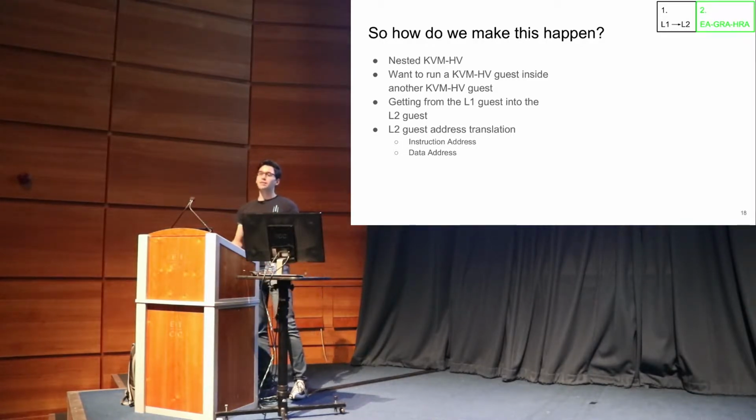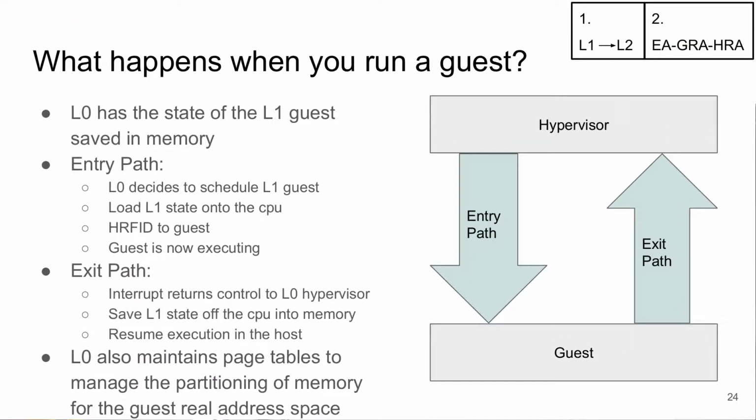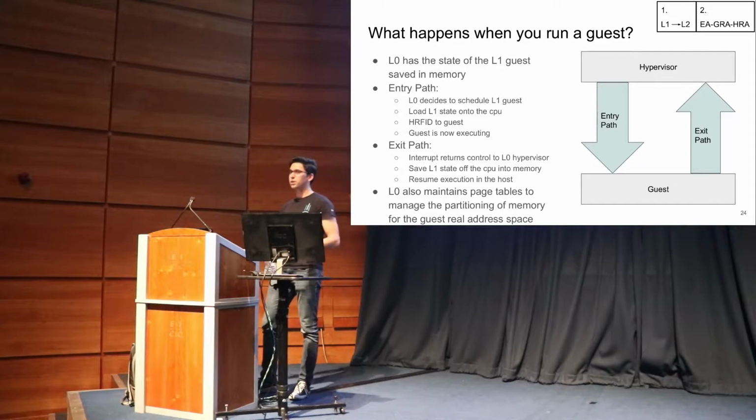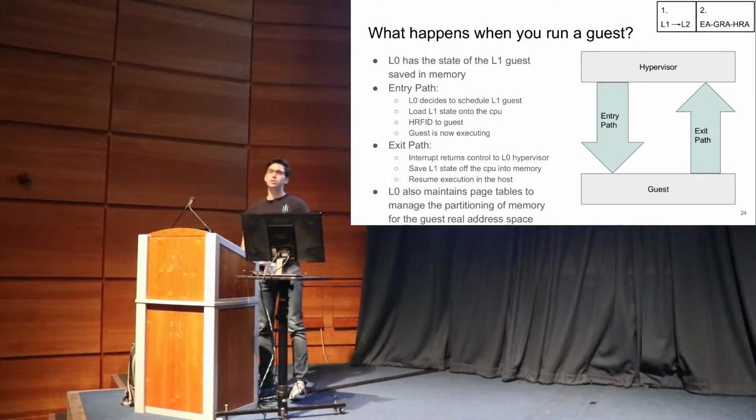Well, before I get into that, let's very quickly look at what happens when we run a guest. So level 0 has the state of our level 1 guest saved in its memory, and it decides to schedule the guest at some point, and we take what I'm going to call the KVM entry path. So we load up the level 1 state onto our CPU, and we use this hrfid instruction to execute into our guest.